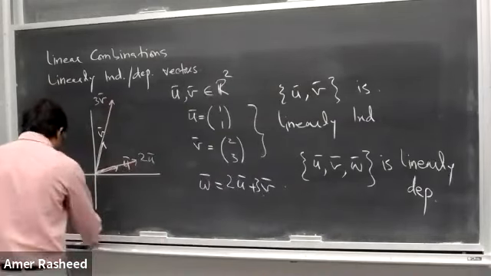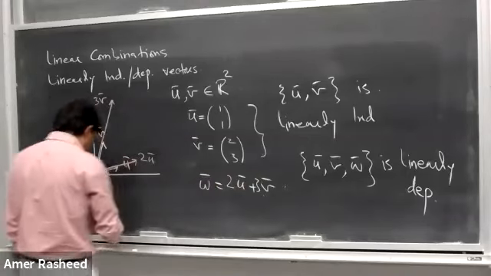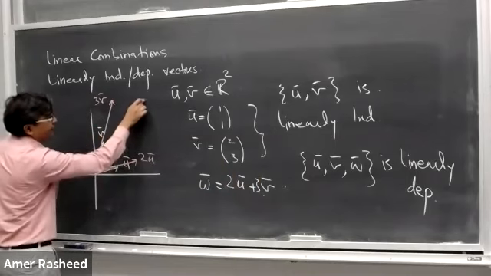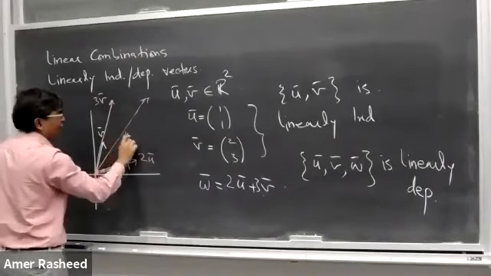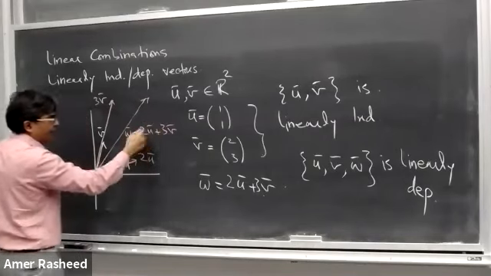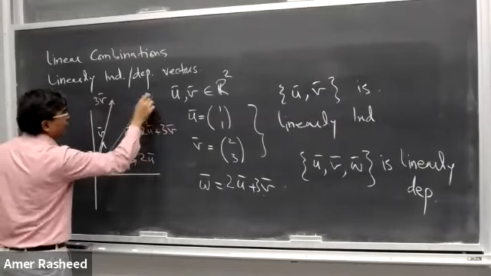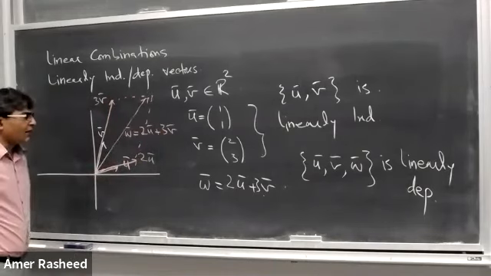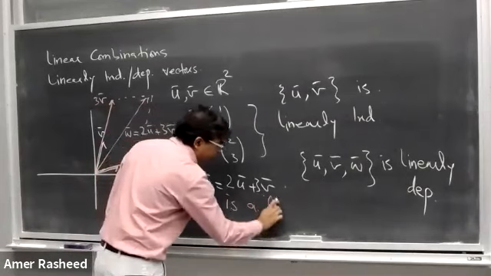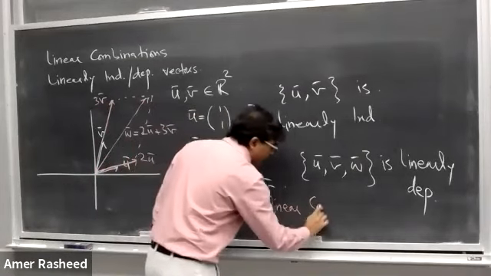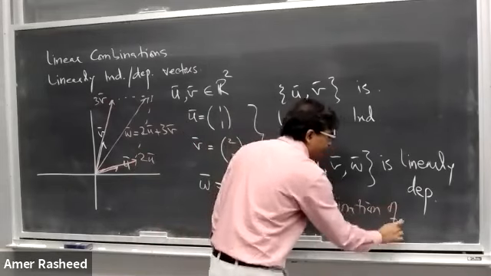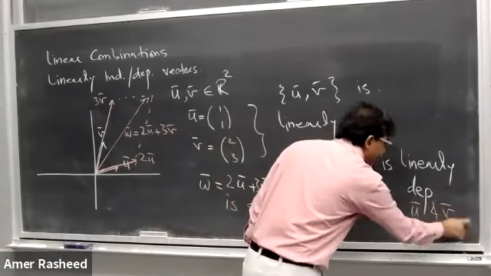Now, what is this 2U plus 3V? It is the sum of 2U and 3V. This is basically nothing but this vector. So this W vector is nothing but 2U plus 3V. It is basically the diagonal of this parallelogram. Now, W is a linear combination of U and V.